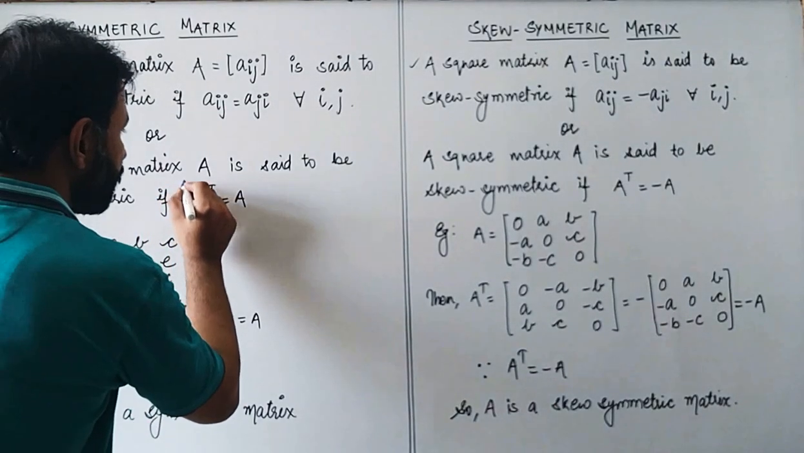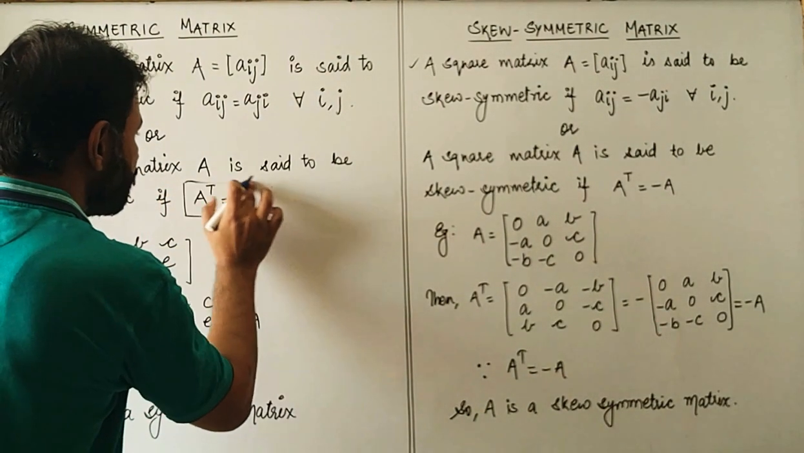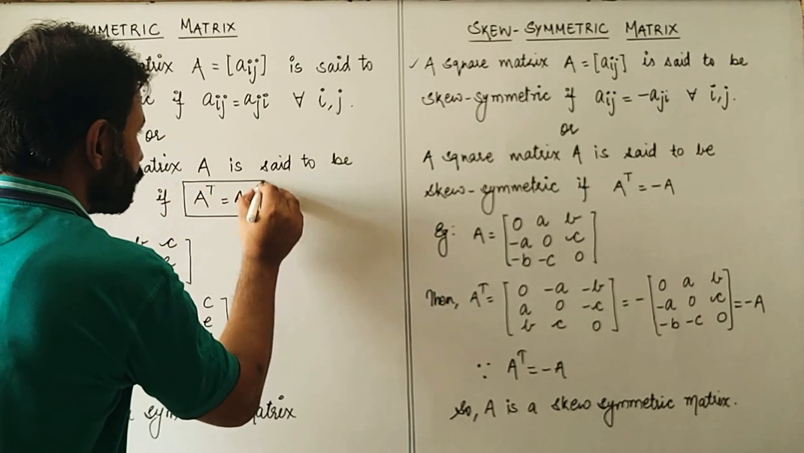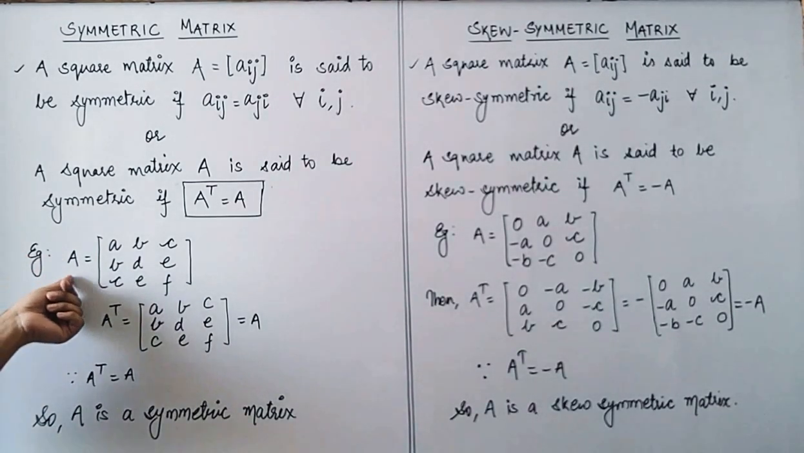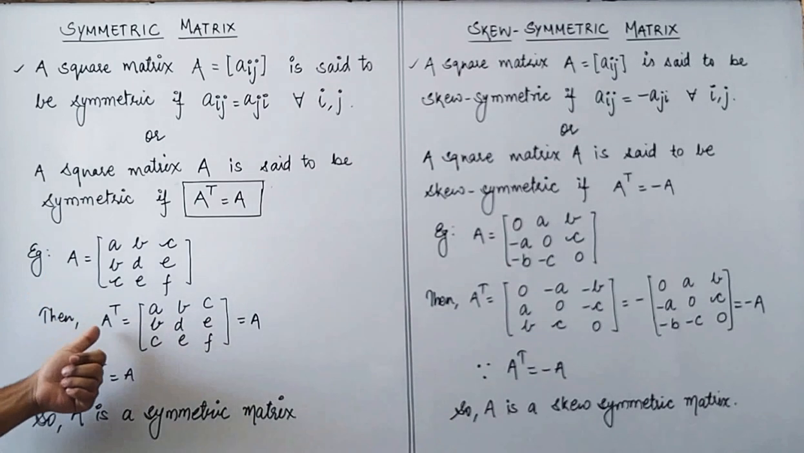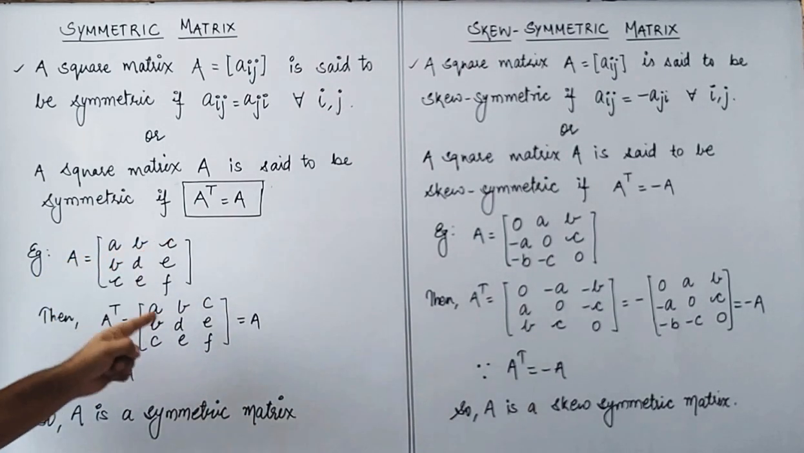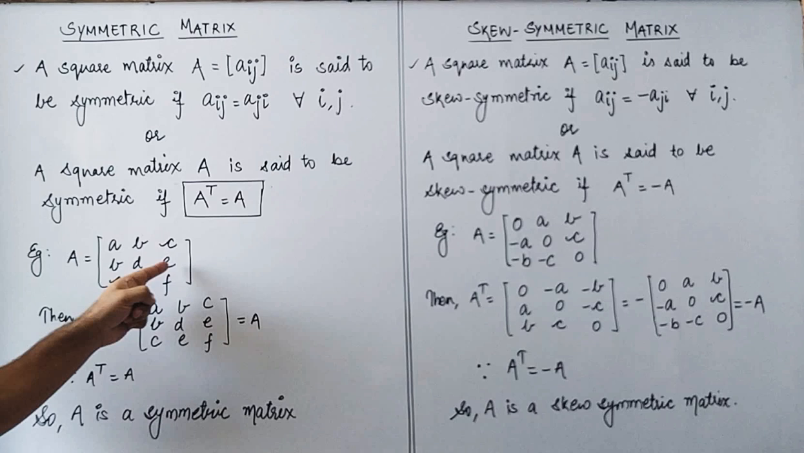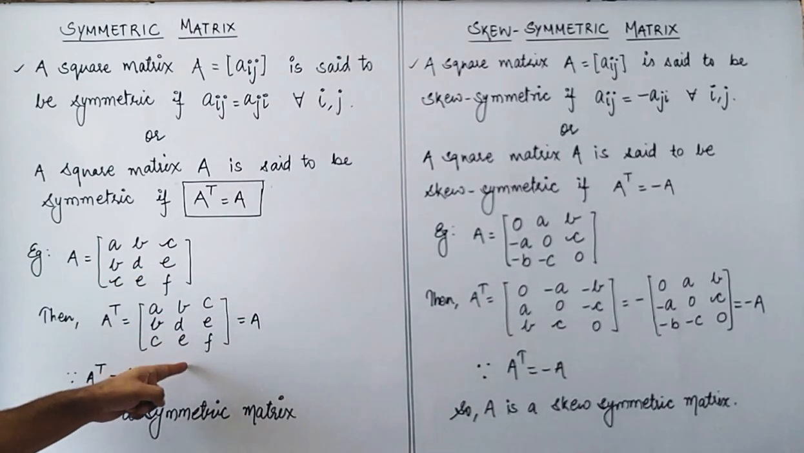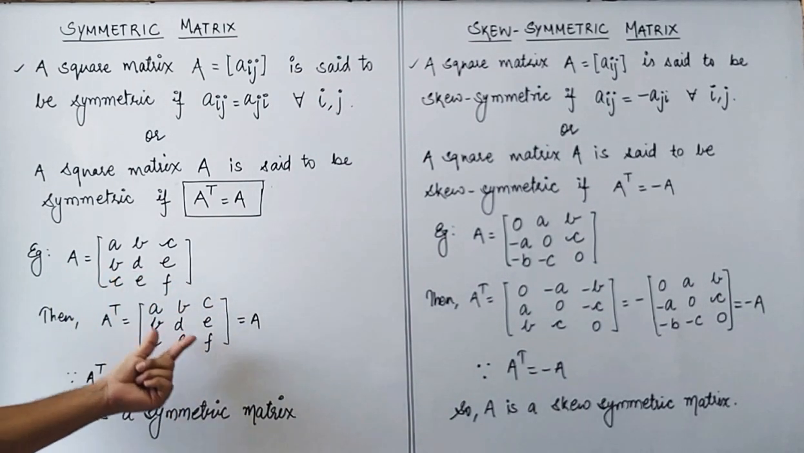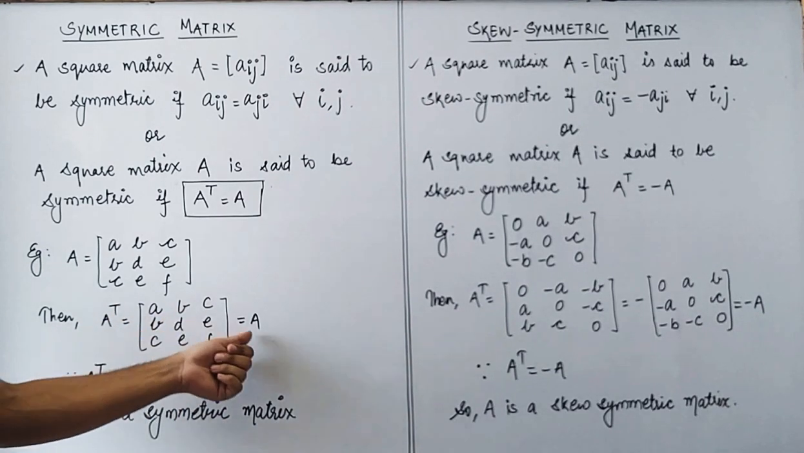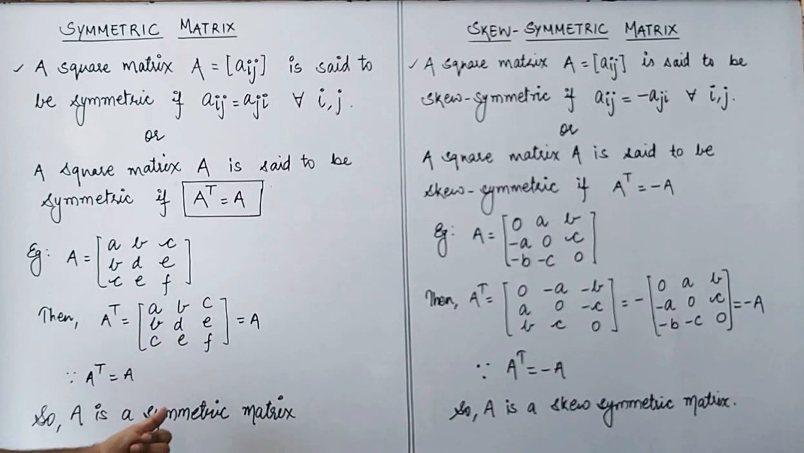Students, if A transpose is equal to A, then we say that the matrix is symmetric matrix. I have taken an example. Let A be a matrix. Now, if we find the transpose of this matrix, this first row will become first column ABC, the second row BD will become second column BD, and the third row, that is CEF, will become its third column. और अब आप ध्यान से देखें, ये वापस से A आ गया है. It means A transpose is A. So A is a symmetric matrix.